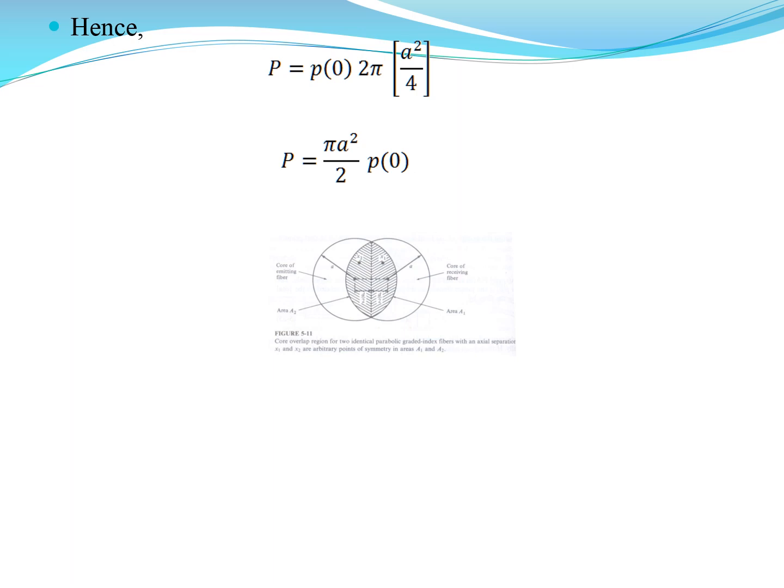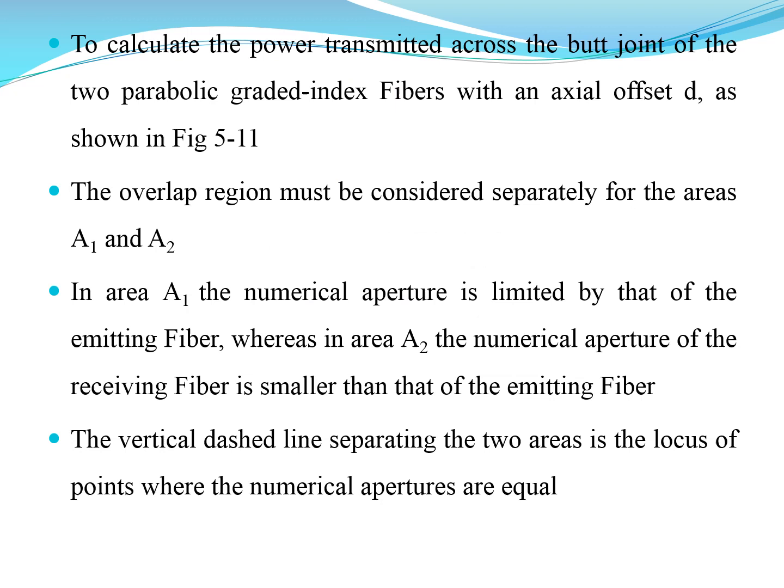So this is the power at this particular common area of the fiber core when they are separated by an axial distance d. We are supposed to calculate the power transmitted across the butt joint of two parabolic profile fibers with an axial offset of d.